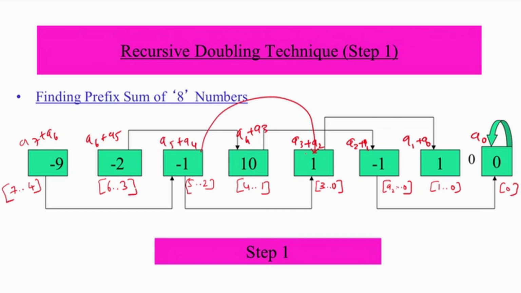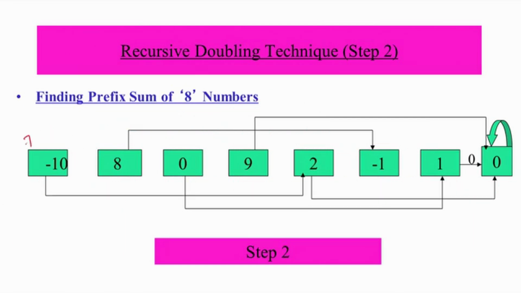At the end of step 2, what will happen? This now will store the values from A4 to A7, sum of A4 to A7, and it will now point to what? Sorry. This will now point to things storing 3 to 0, correct. You are able to follow this? Okay. So let us see what is happening at this end.